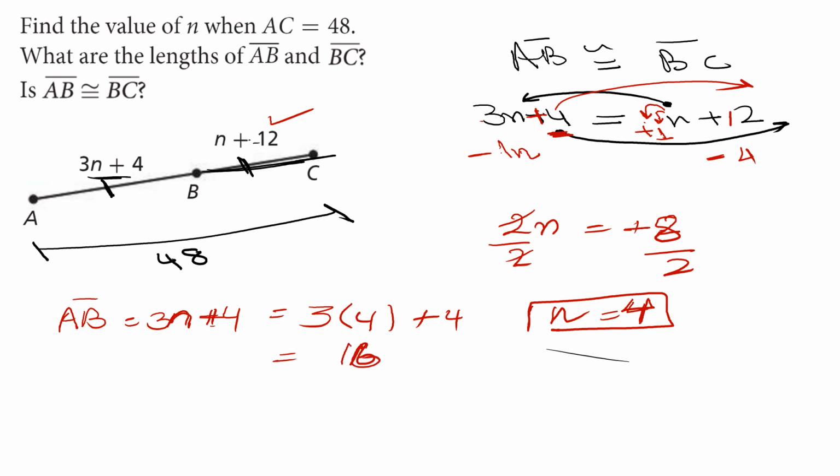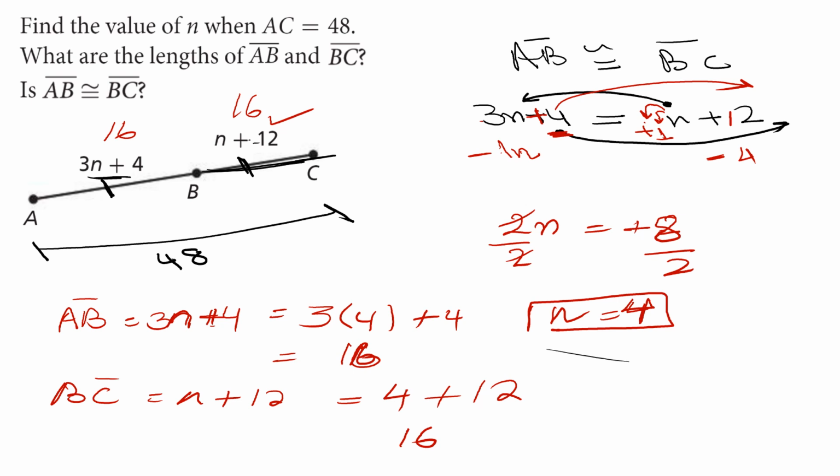Next, n plus 12. So my BC is n plus 12. n is 4, plus 12. Now this is our 16. Look here, we can say AB and BC are equal because both are equal to 16. Here 16, here 16. But there is definitely a mistake in the question because together they should equal 32. So there is actually a mistake in the question.